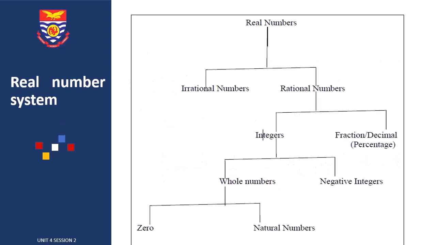Okay, let's look at the diagrammatic representation of real numbers. Real numbers are the mother, giving birth to irrational numbers and rational numbers. The rational numbers in turn give birth to integers as well as fractions, decimals or percentages. Then the integers combine whole numbers and negative integers. Whole numbers have 0 and the natural numbers. And within natural numbers, don't forget the counting numbers, a whole lot of them. That is the structure of the real number system.